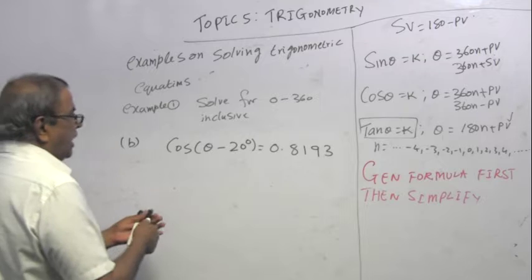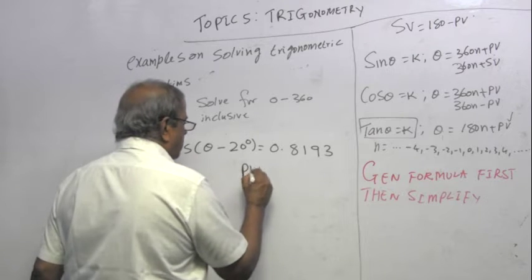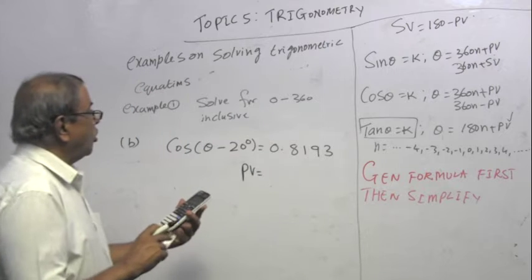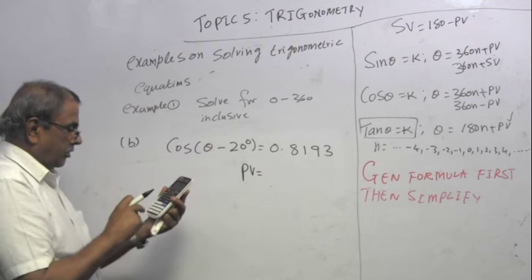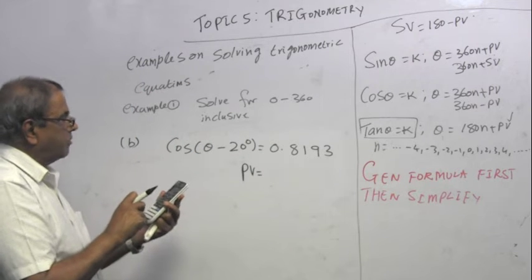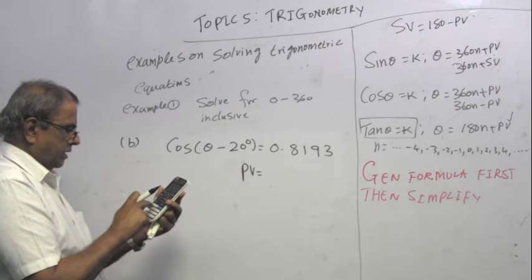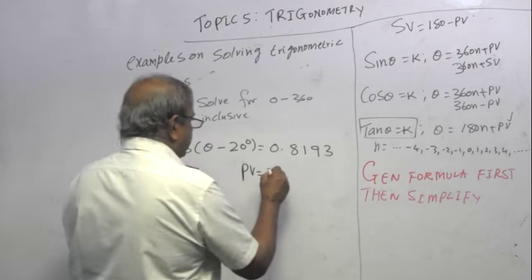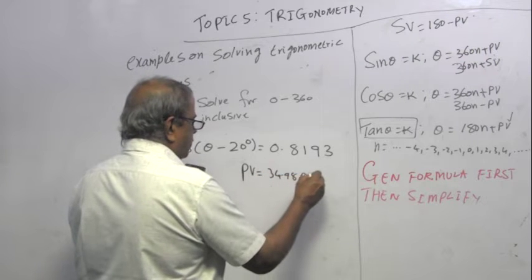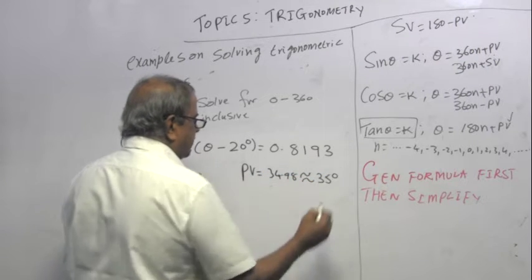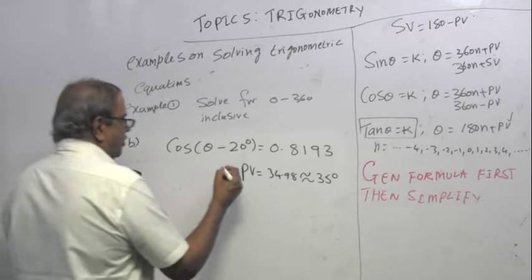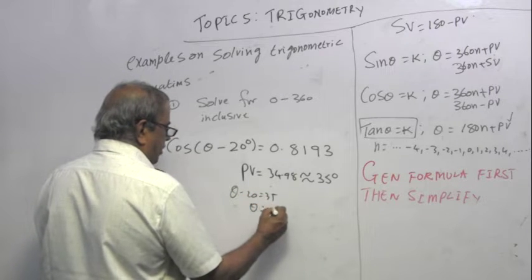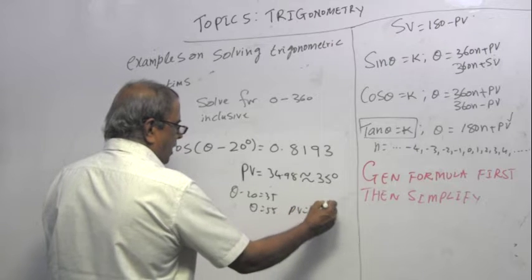So therefore, I find PV as usual. I'm interested in cos inverse 0.8193. Don't take the 20, just shift cos inverse 0.8193, which is 34.98, or approximately 35 degrees. Please don't say, so therefore theta minus 20 is 35, theta is 55, so PV is 55. I'm sorry, it doesn't work.